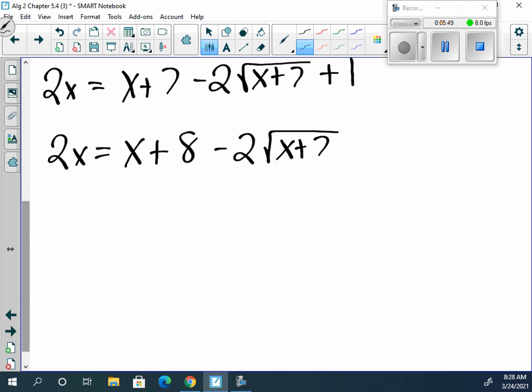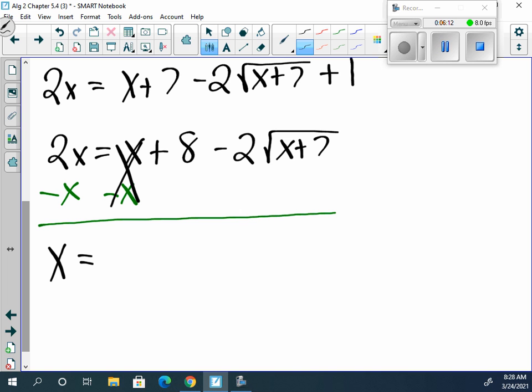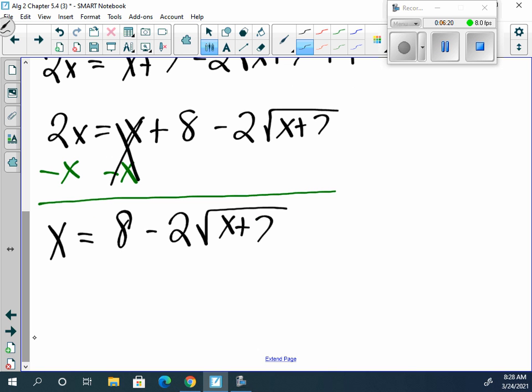Because we have 7 and 1, we can combine to get 8. And now we need to move everything, or almost everything, over to the other side. We subtract x from both sides, which will simplify out, and this will give us x is equal to negative 2 square root of x plus 7, minus the 8.